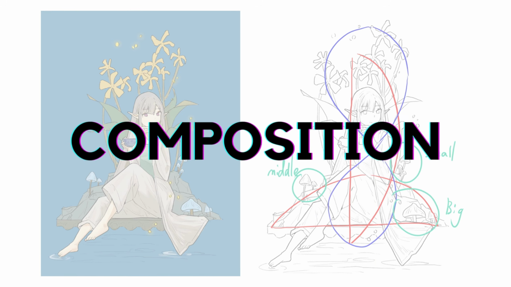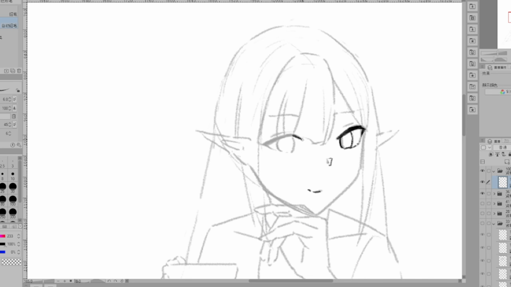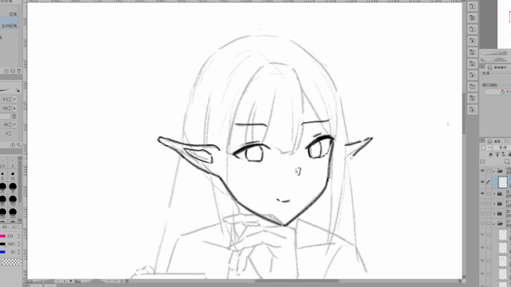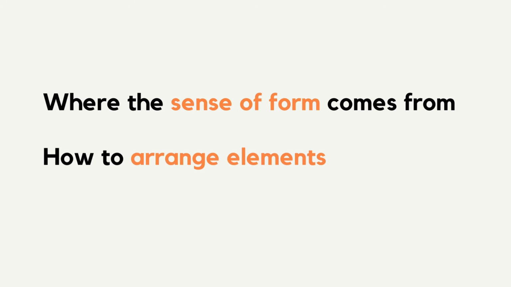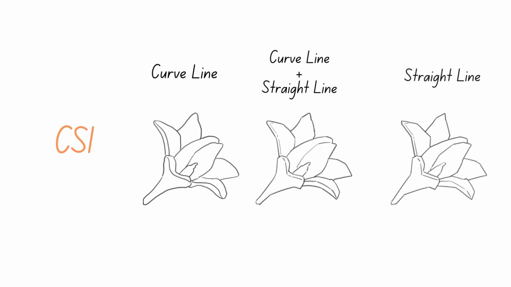This is because of composition. Composition is a different language, unlike perspective and color theory, which require a lot of practice. Having a basic understanding of composition can significantly improve your artwork. In this video, I'll share how to learn composition, addressing two main issues: where the sense of form comes from, and how to arrange elements, and also how to practice with some immediately usable techniques.